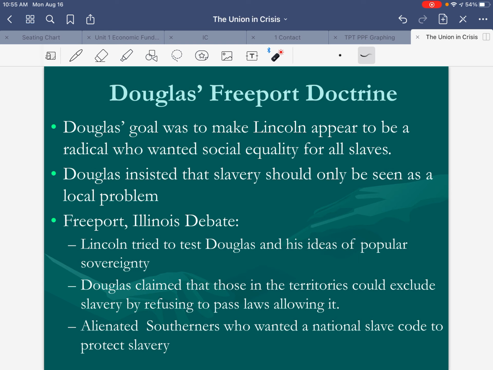Lincoln, in the Freeport Doctrine, tried to get Stephen Douglas to talk about popular sovereignty because that was his thing.